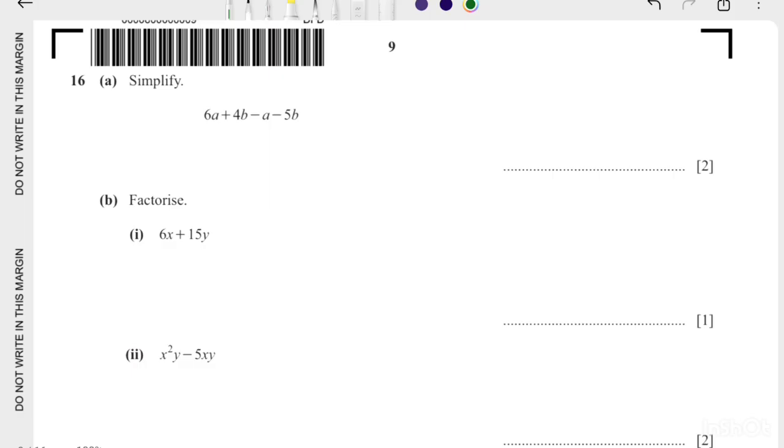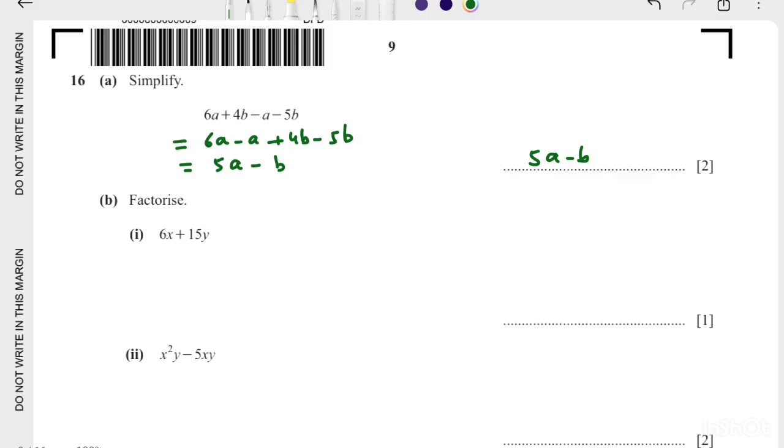Simplify 6a plus 4b minus a minus 5b. So first of all we can arrange them. 6a minus a plus 4b minus 5b. It will be 5a minus b. It's a very simple question. This is the answer.